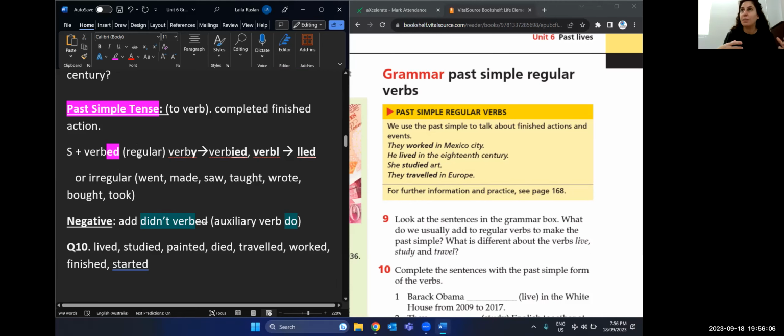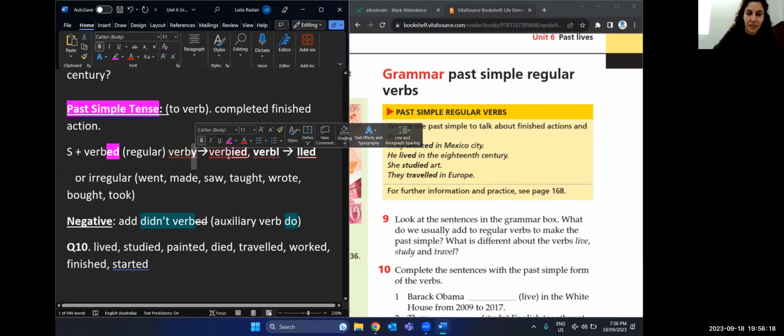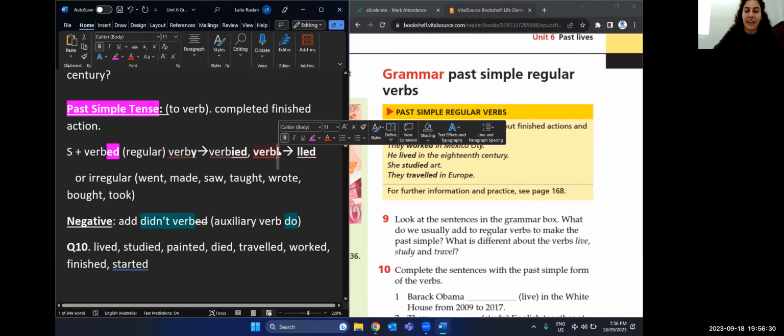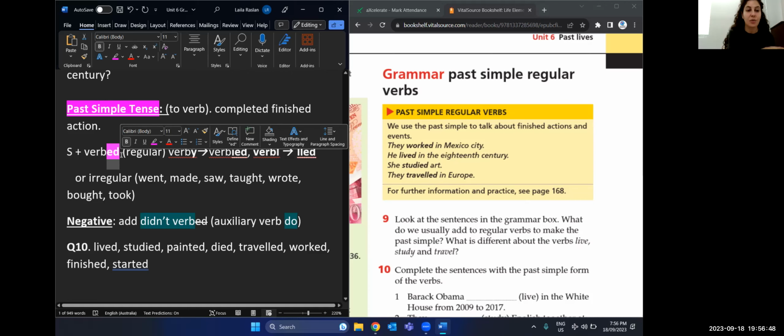So now we just add an ed to the regular verbs. Regular verbs means that that's the rule, they add the ed. So for example, play is played, study is studied. So if it ends in y, you add ied. That's the only difference. If the verb ends in a y, like study, you add ied. Or if it ends in l, you double the l and add ed, like travel. So he traveled. Yesterday, he traveled to Europe. So easy. We're just talking about the action in the past. So we add an ed.